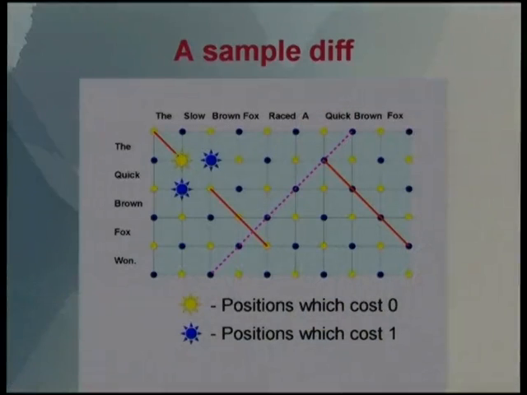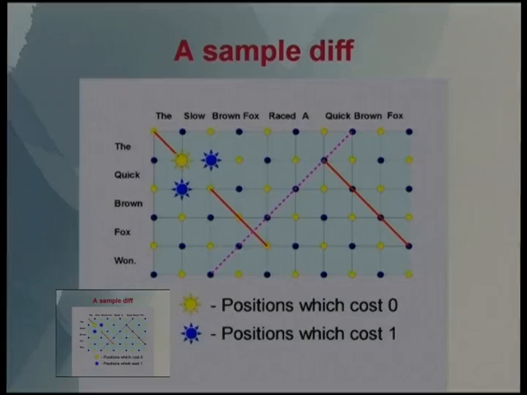And when you've found the halfway point, you recurse on before the halfway point and after that halfway point to build a full path. So here we have a sample diff, complete with the matrix that we have to explore. So across the top, there is a sentence: the slow brown fox raced a quick brown fox. You can see I like foxes. Down the side we have the other thing we're comparing it with, the quick brown fox won.